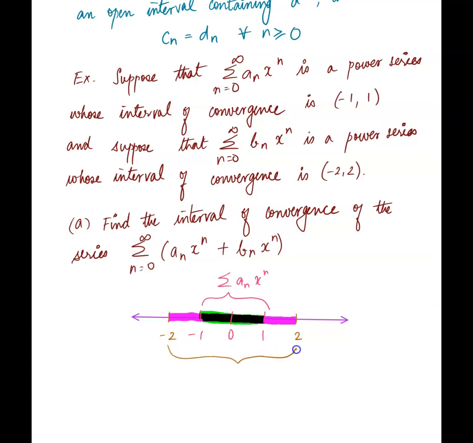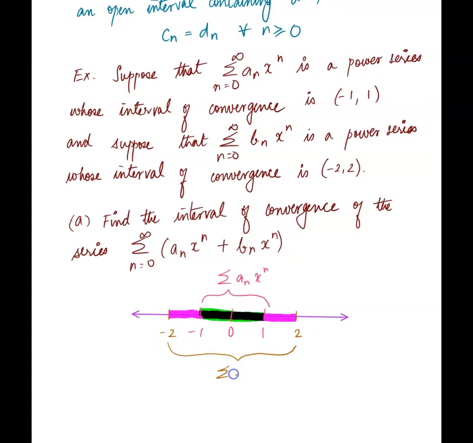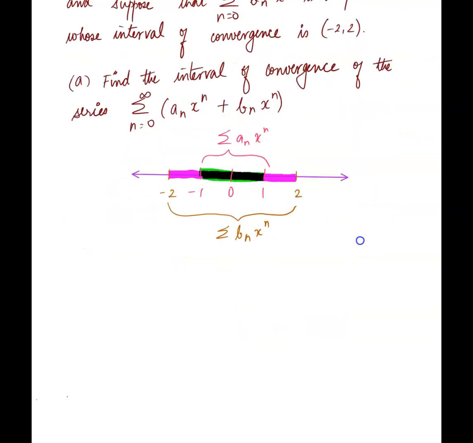This whole thing is summation b_n x^n. So if you look at their common interval, because the whole thing holds true only in the common interval, the common area is the black area because that's where the green and the pink overlap. And so you come back to the common area, which is between -1 and 1. Therefore, you can conclude that the interval of convergence will be -1 to 1.